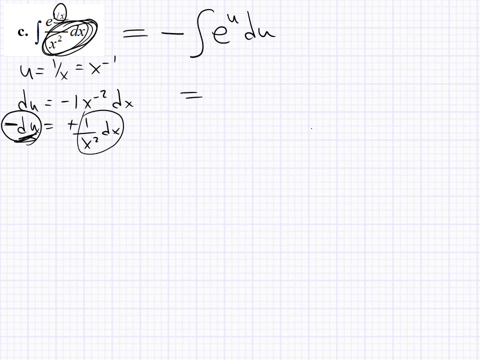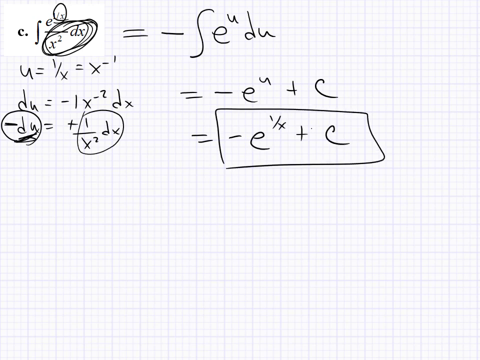Well, we've already seen that the integral of e to the u du should be e to the u, or e to the x dx is e to the x, so this will be negative e to the u plus c, u being 1 over x, and there's your answer. If you're not sure that's right, take the derivative of it.